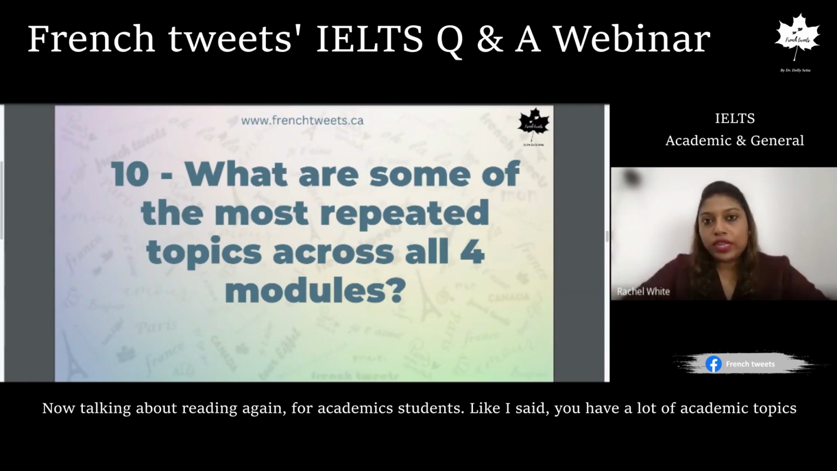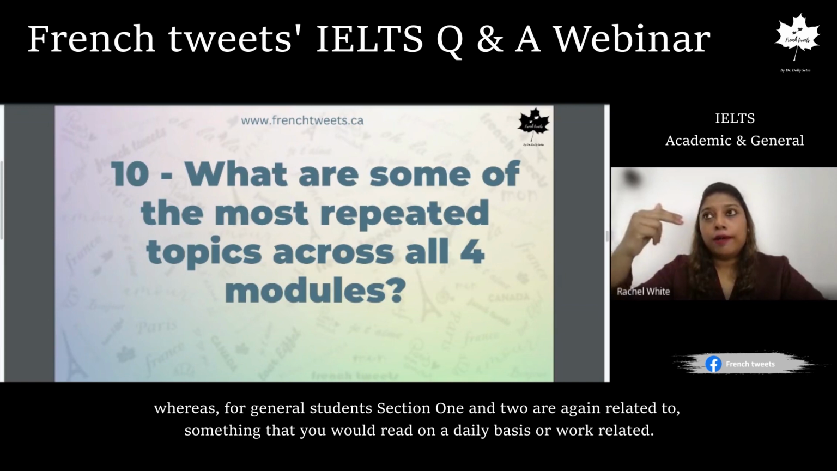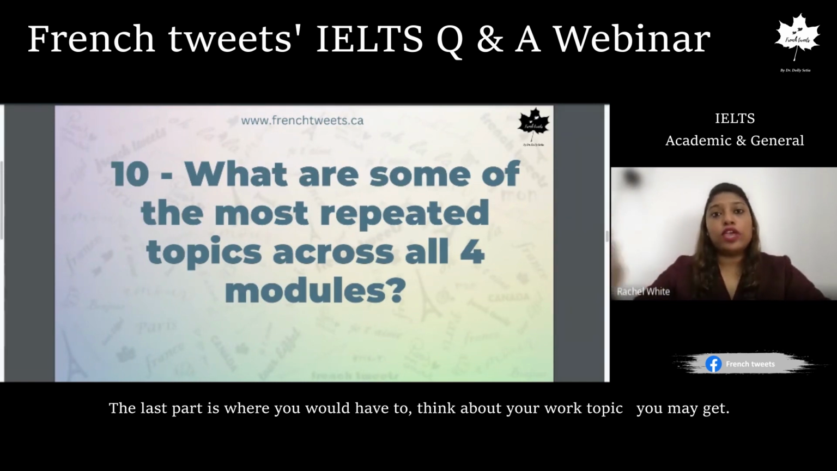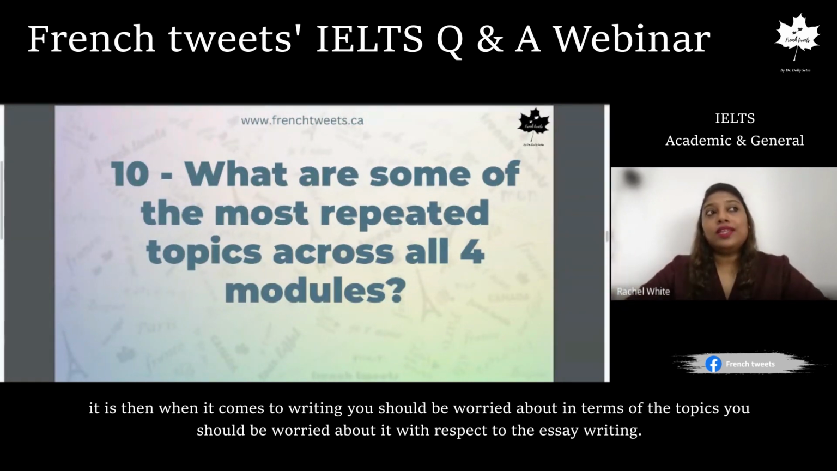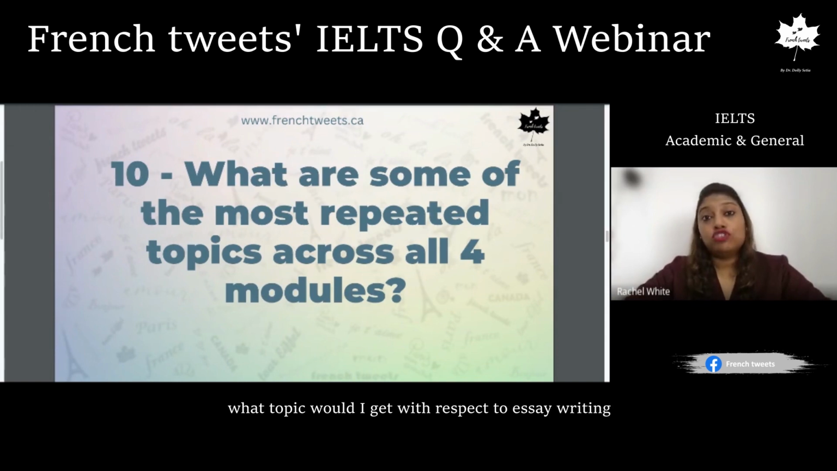Now, talking about reading, for academic students, like I said, you'll have a lot of academic topics. Whereas for general students, sections 1 and 2 are related to something that you would read on a daily basis or work related. The last part is where you would have to think about what topic you may get. Then when it comes to writing, you should be worried about the topics with respect to the essay writing. So what topic could I get with respect to essay writing?